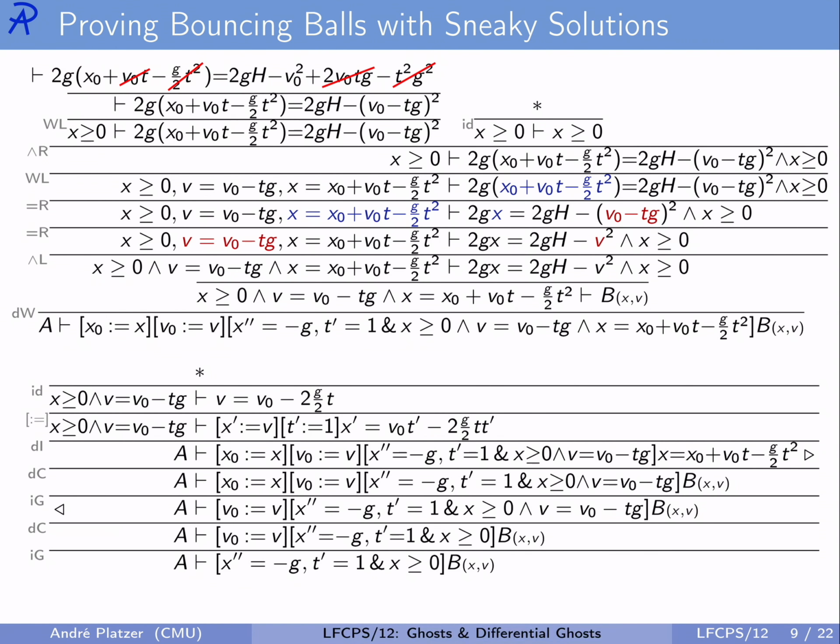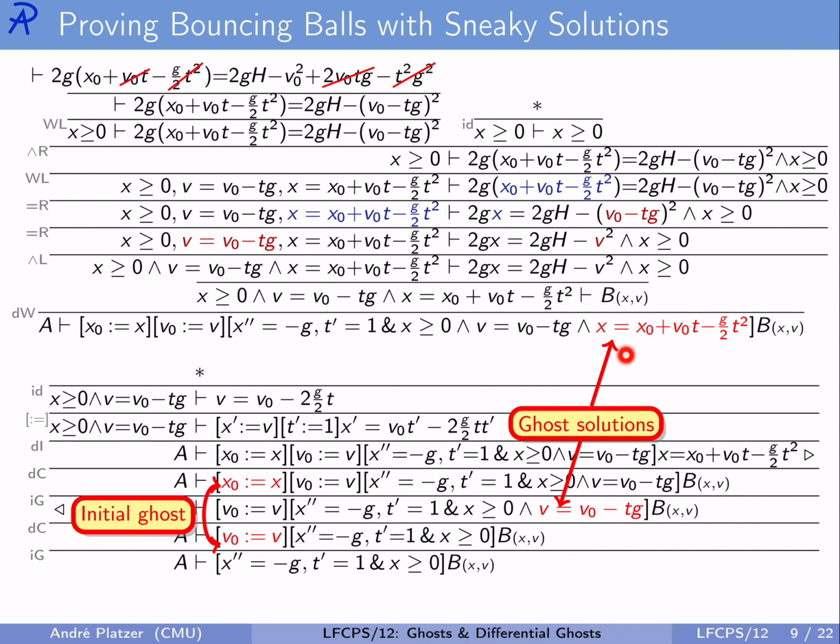And what we've got remaining is exactly a question on the initial value and the fact that the initial height h was set up correspondingly. So that will follow exactly from the rest of the proof. But the point that I really want to make is here we've used ghost solutions. So we put in an equation telling us exactly the values of variables, change as a function of time. So we did here. Here we use discrete ghosts to remember the initial value of variables.